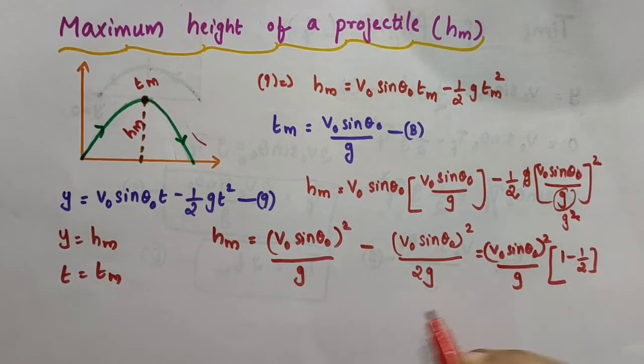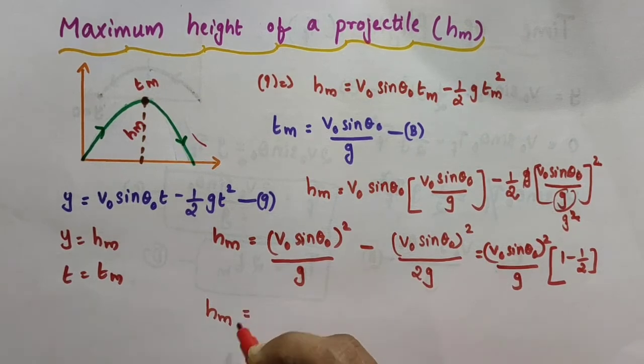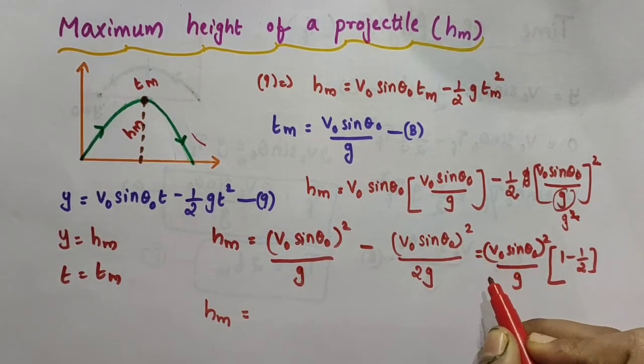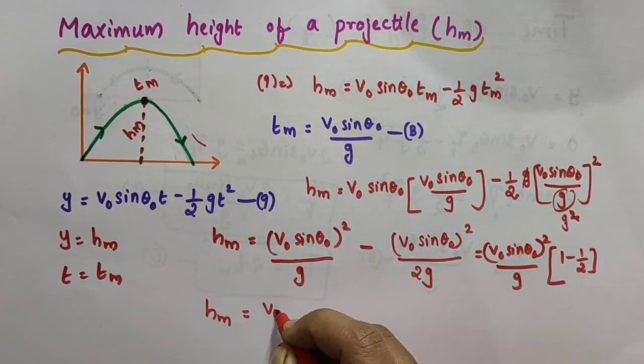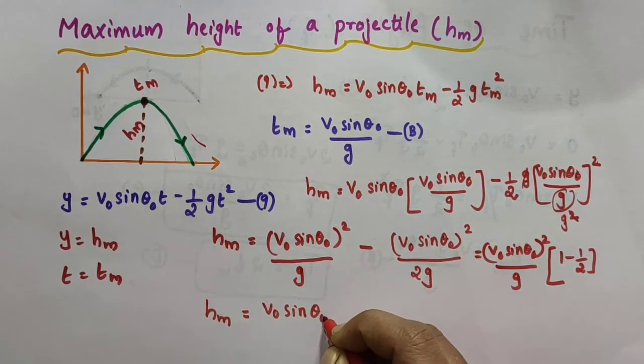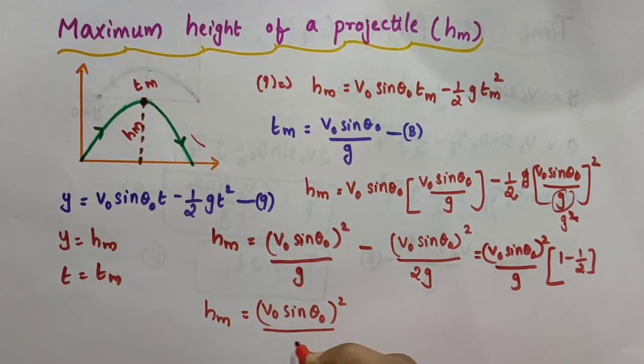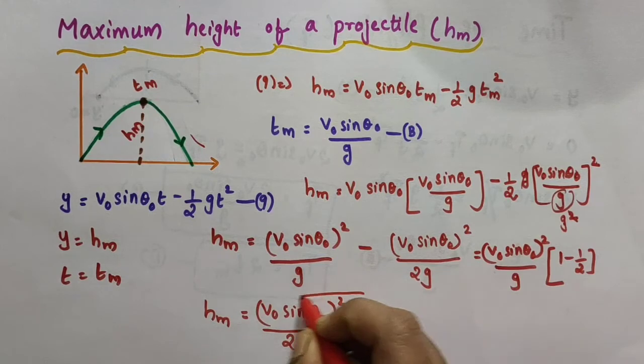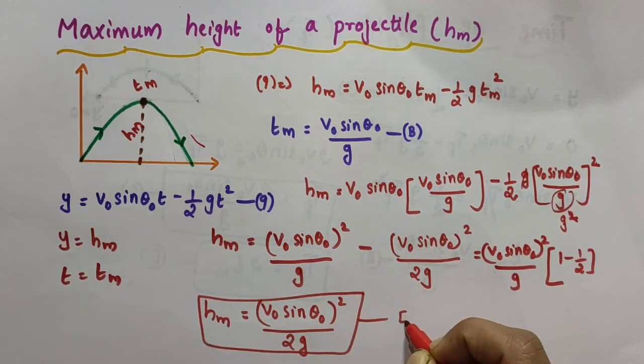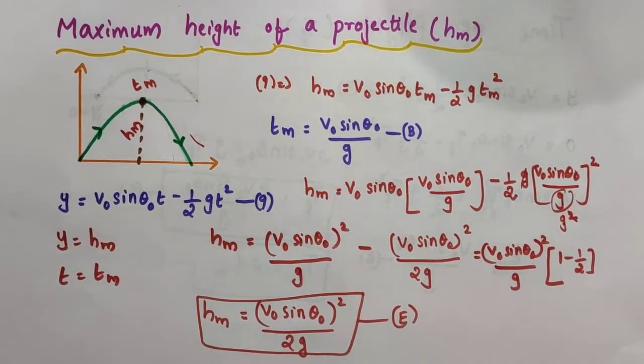So your answer will be Hm equal to half of this, that is, (V0 sin theta 0) the whole square divided by 2g. And this is equation E. So this is actually the equation to calculate the maximum height of the projectile.